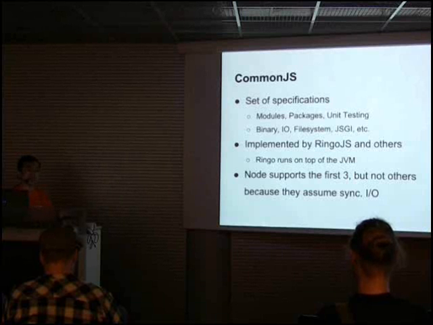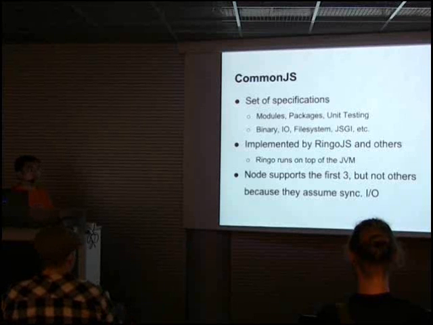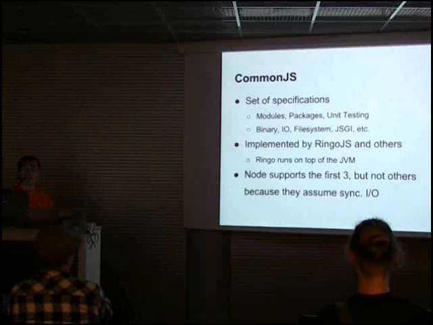I think the earliest example of an implementation is Ringo.js. It uses the Rhino runtime, I think it's JSR-223, on top of the JVM, the Java Virtual Machine, and Ringo.js basically implements most things in CommonJS on top of it. Now Node came out, and it has the same packages, modules, and all that. But because it promotes asynchronous styles of programming, especially with I/O, it doesn't actually implement most of CommonJS, like the I/O and stuff.